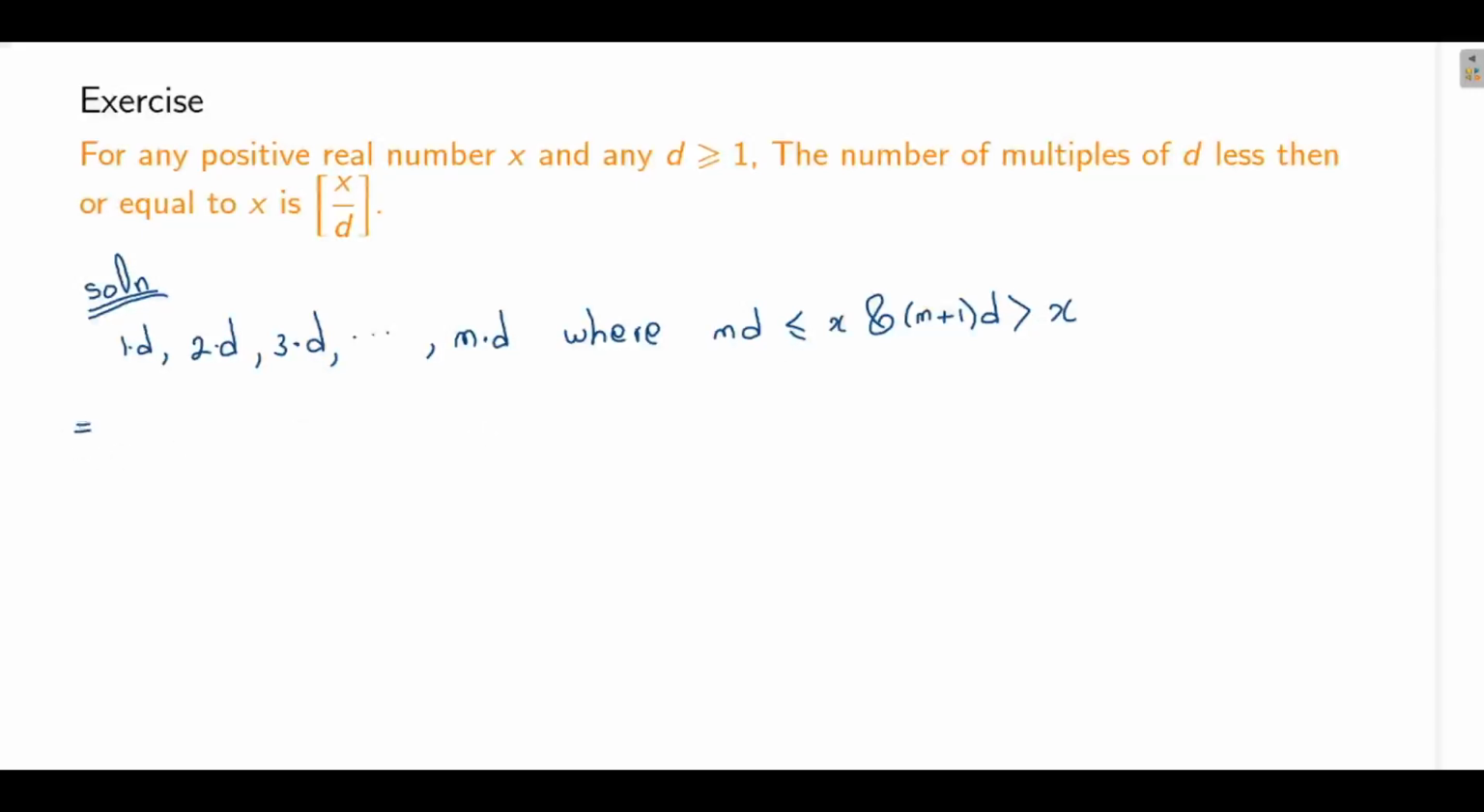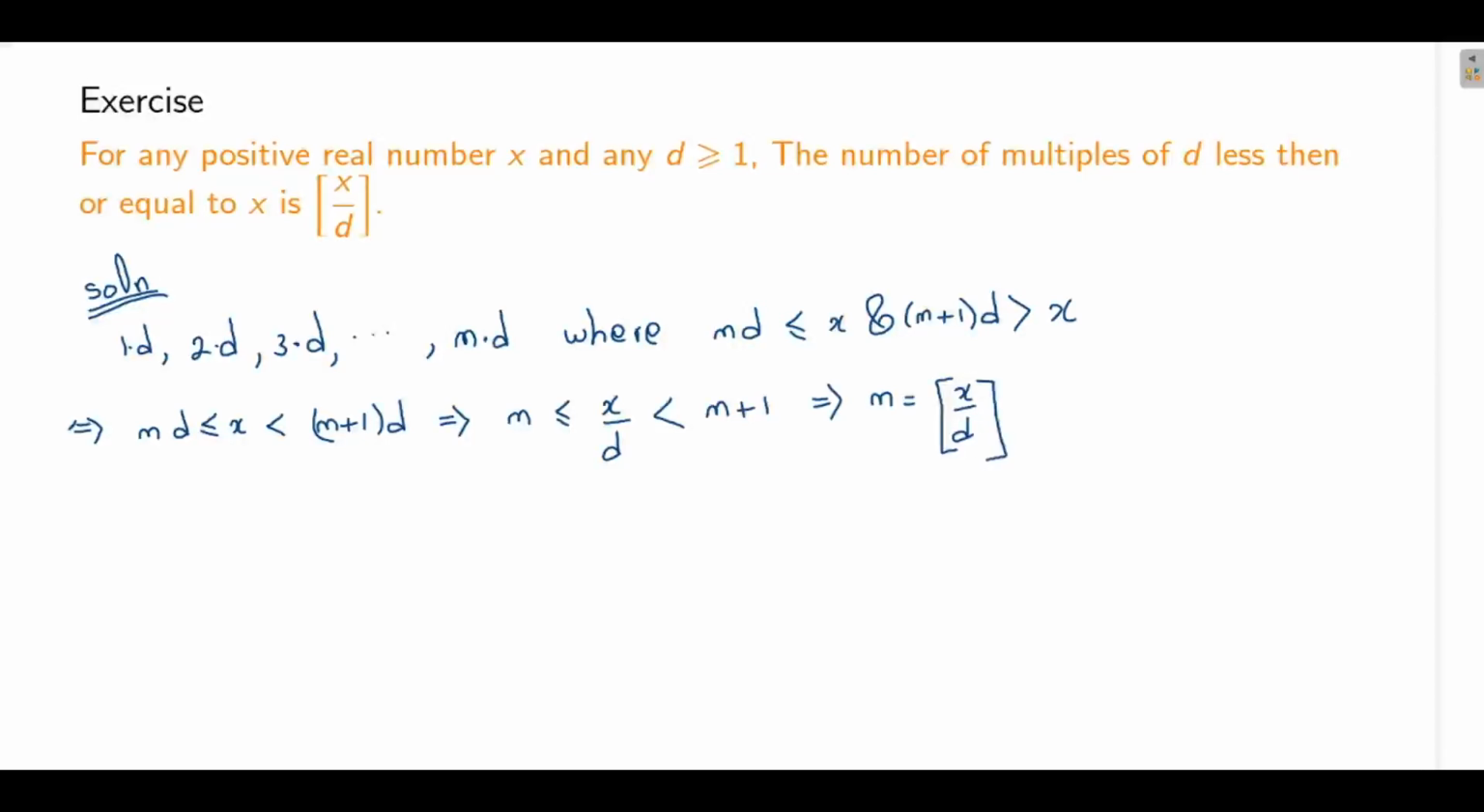Therefore, what we are looking for is m such that m times d is less than or equal to x and strictly less than m plus 1 times d. Now we can divide throughout by d, and we notice that m is less than or equal to x by d, strictly less than m plus 1. And what does this tell me? So you can see x by d lies in the interval m, m plus 1, which means that the greatest integer of x by d is m.